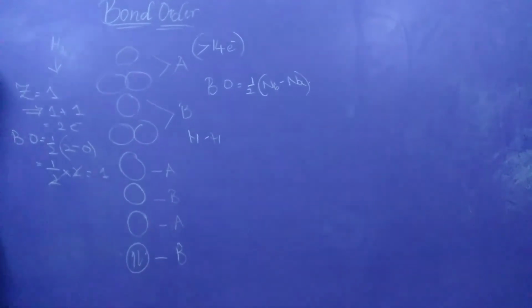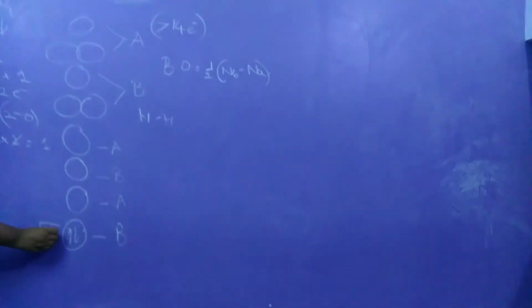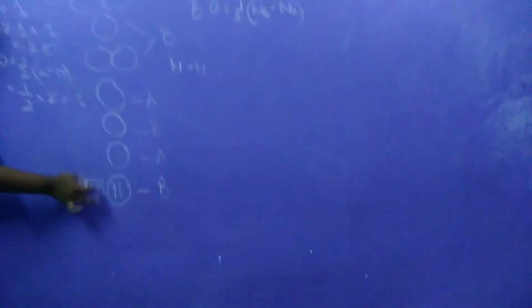And next we are going to write the electronic configuration. We know according to the molecular orbital diagram, the down part is nothing but sigma 1s. As it is bonding, it is just sigma, so it will be sigma 1s.